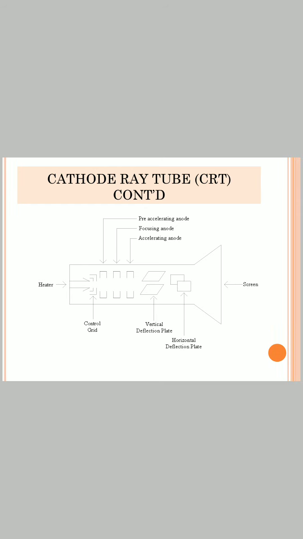Now you can see the diagram of CRT. With the help of the heater, our electron gun produces a cathode ray beam. With the help of the control grid, pre-accelerating anode, focusing anode and accelerating anode, we can focus our electron beam in a straight direction. Now with the help of the vertical deflection plate and horizontal deflection plate, we create an image of our waveform, and when the electron beam strikes, we can see the picture of the image on the fluorescent screen.